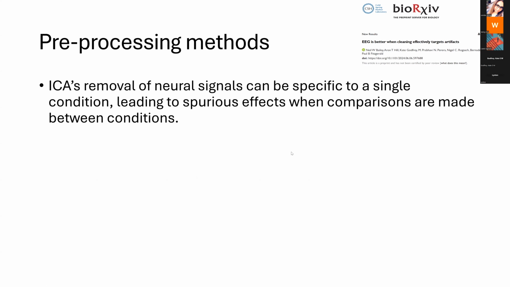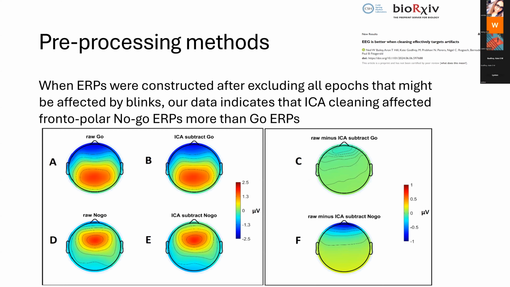So what we found, after a fair amount of exploration of our data and a bit of confusion as to what was happening, this explanation led us to the result where we found that if ERPs were constructed after excluding all artifacts that might be affected by blinks, ICA cleaning affected frontopolar, so the frontal electrodes that are closest to the eyes, no-go ERPs more than go trial ERPs in a go, no-go task.